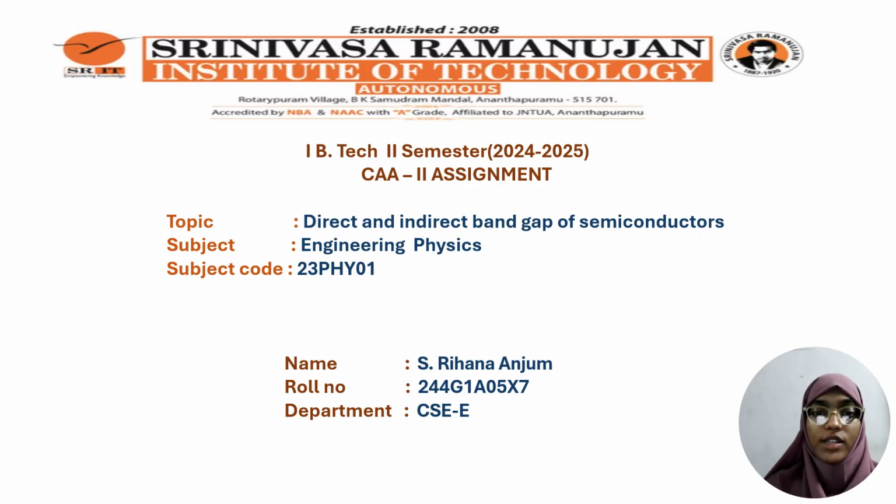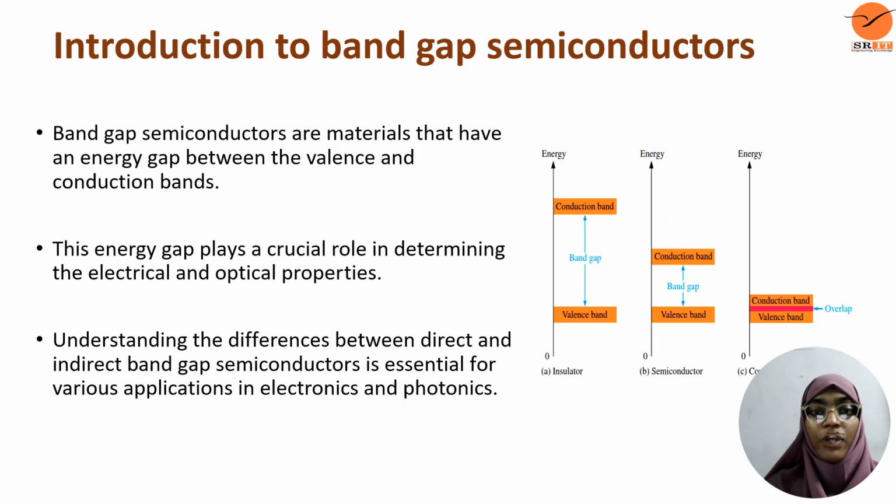Now I am going to discuss direct and indirect band gap of semiconductors. So now let us see the introduction to band gap of semiconductors. Band gap means the distance between the conduction band and the valency band.